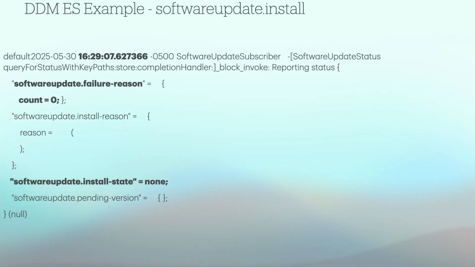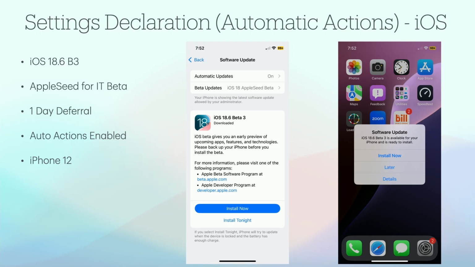It didn't have a failure reason. It didn't have anything other than that installing state. It completed. It worked. There was nothing else to look at there, really. Okay, last example then. The settings declaration using the automatic actions, and we'll use an iOS example here. It is very, very similar on macOS.